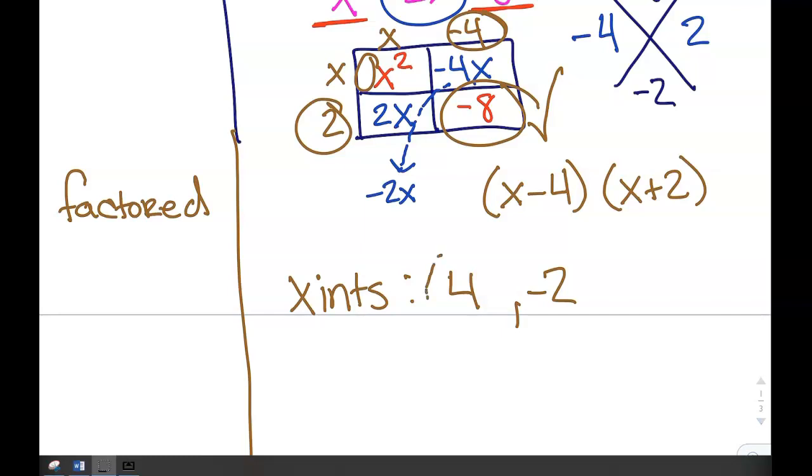Note that this does not have parentheses because that would be wrong. That would say that this is one point only, and it is multiple. So it is two different points. It is 4 and -2.